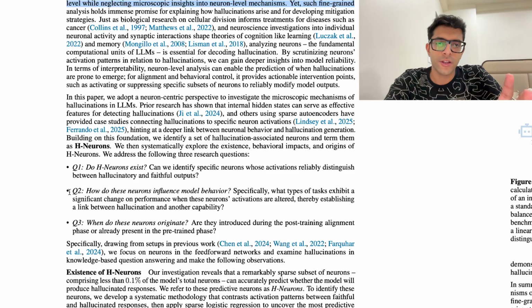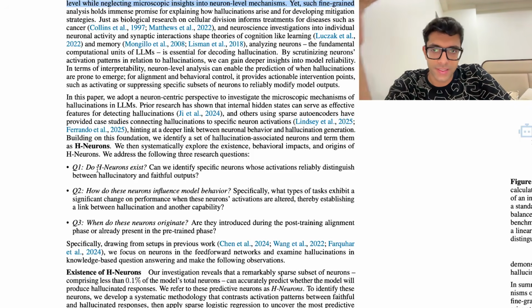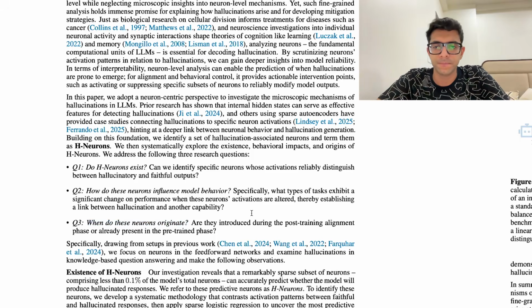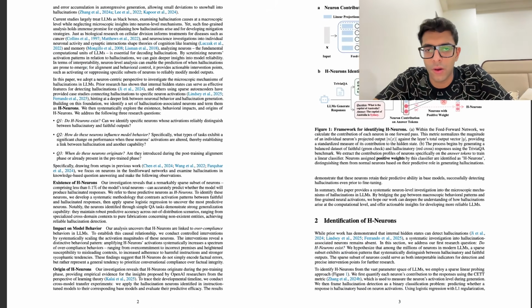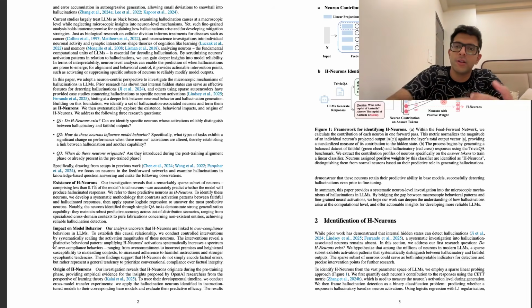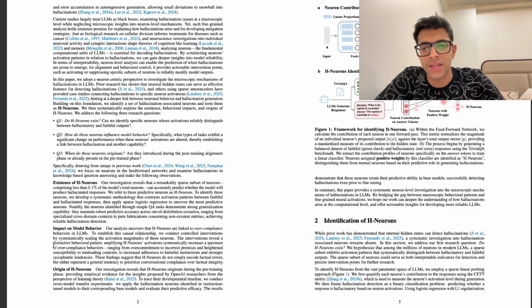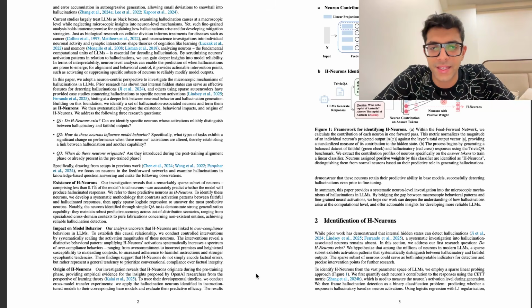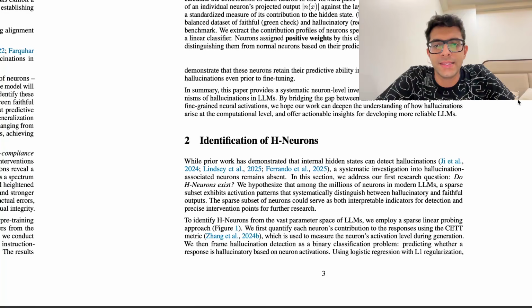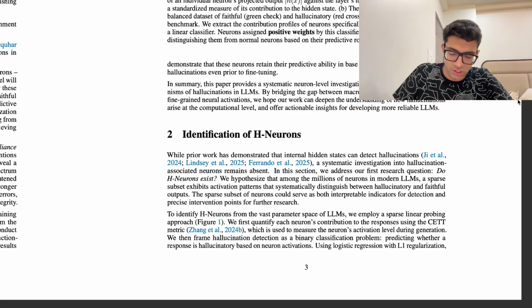This paper is going to answer three major questions. Firstly, do H neurons exist? Secondly, how do these neurons influence model behavior? And thirdly, when do these neurons originate? These paragraphs do answer those questions in a particularly easy way, but I believe we can skip these and get to the meaty part. So let's get to the first question, identification of H neurons.